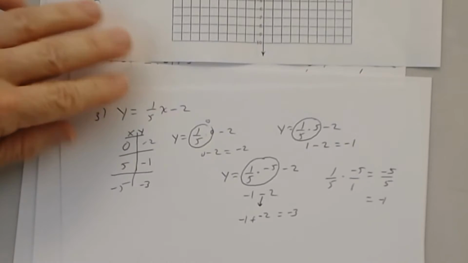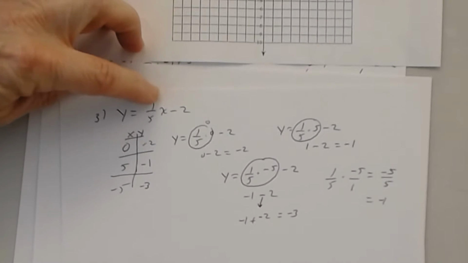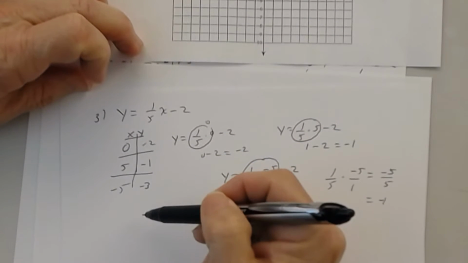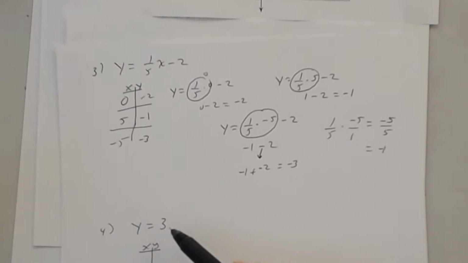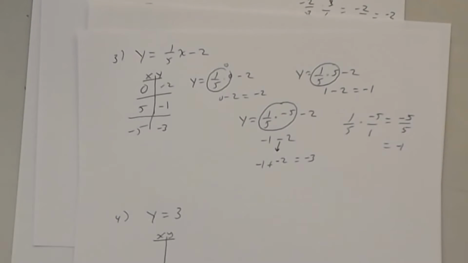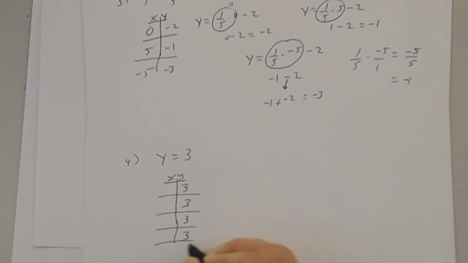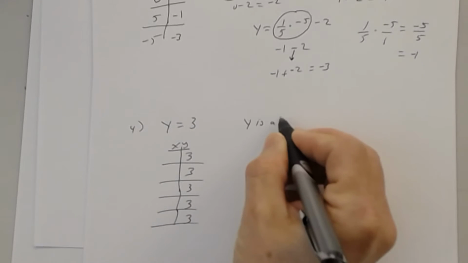The one above said that y depends on what x is. Whatever x was, I had to first of all multiply by half, and then I had to subtract 2. So that's why you saw that all these y values were different. But here, there's no x value. So that means that y will always equal 3. So my y column will be what number? 3. All the way down here, y is always equal to 3. That's what that says. No matter what x is, y is always equal to 3.